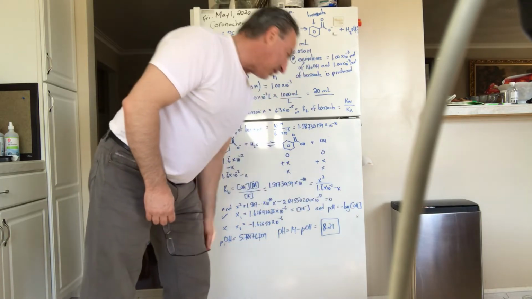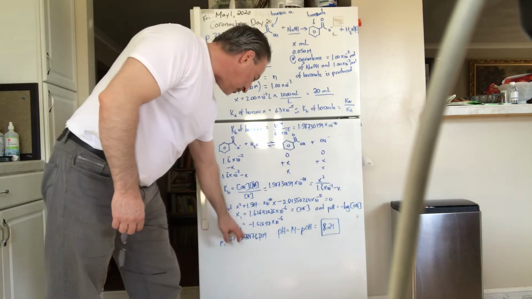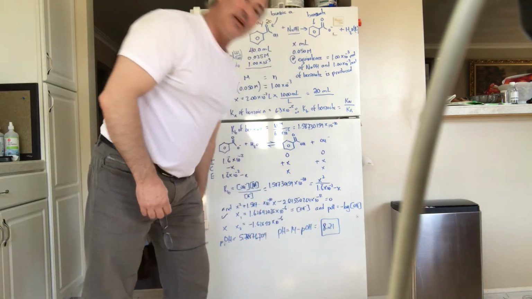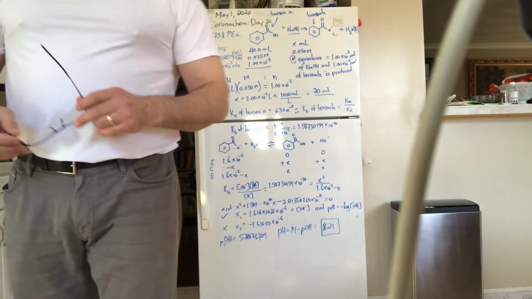pOH is equal to the negative log of the hydroxide concentration, and you get a pOH of 5.78. Subtract that from 14 and you get a pH of 8.21.